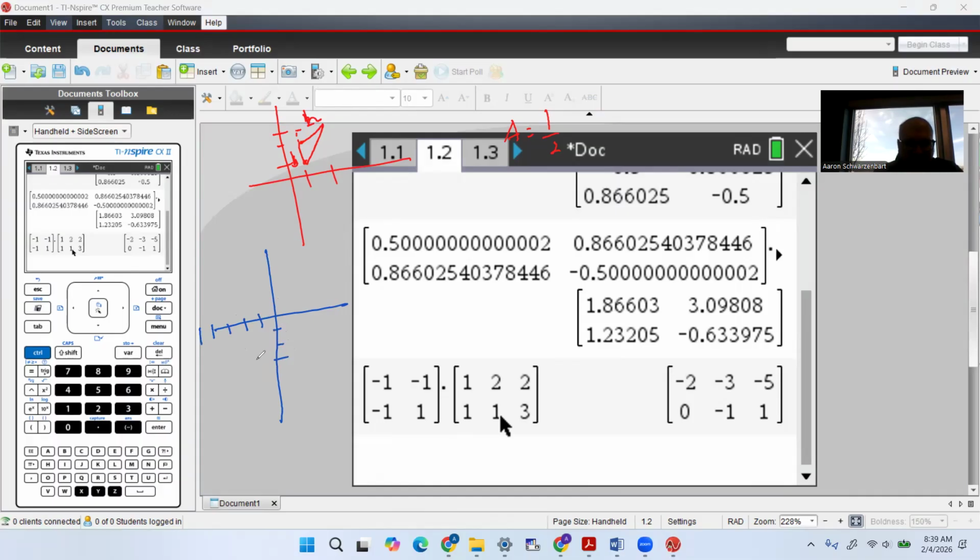-2, -3. A prime, -3, +1, -5, C prime. So now I have a base of 2 and a height of 4. Area is 1/2 base times height, so it's 4. So the area grew by 4.